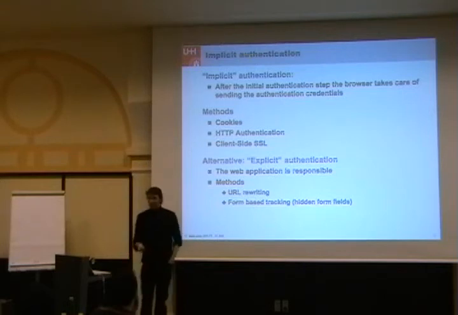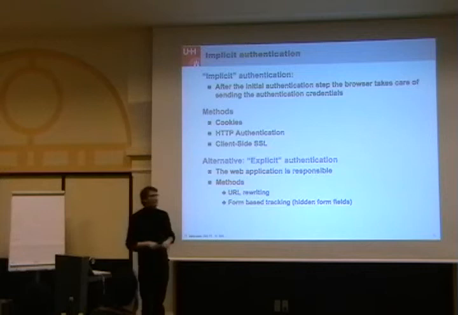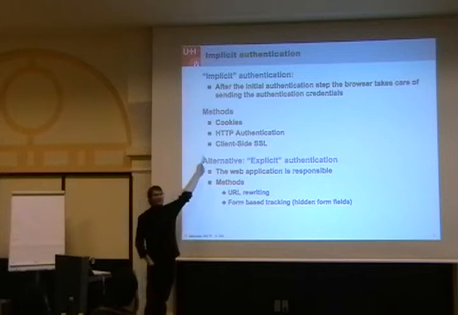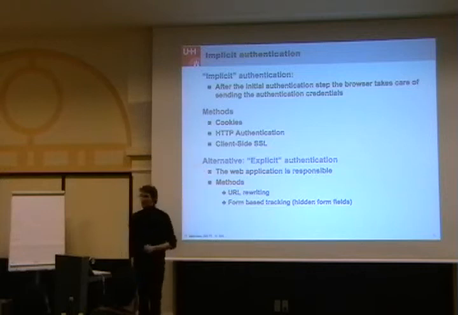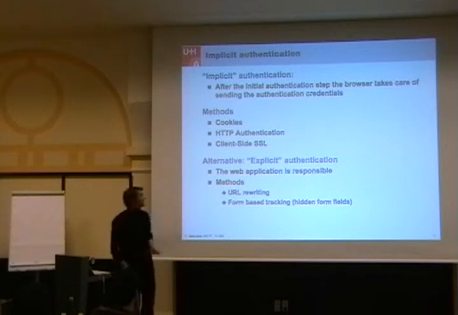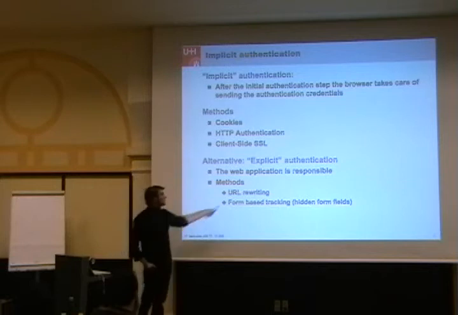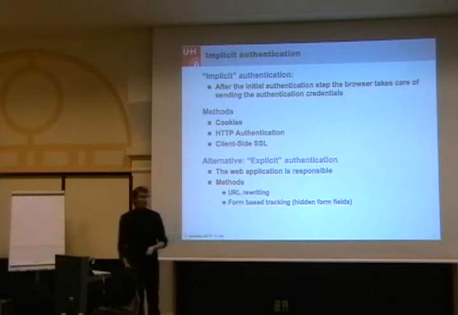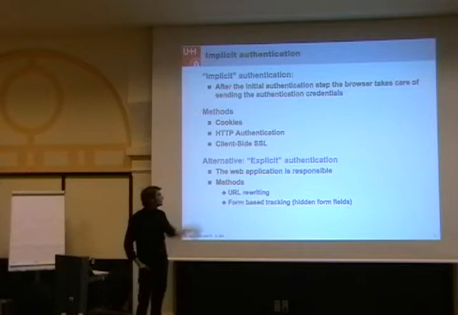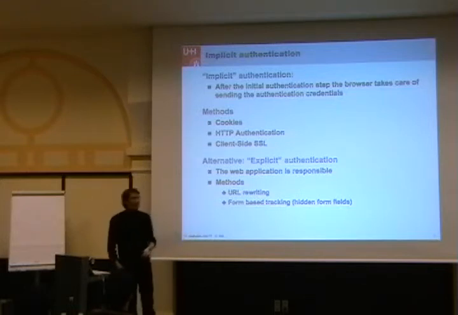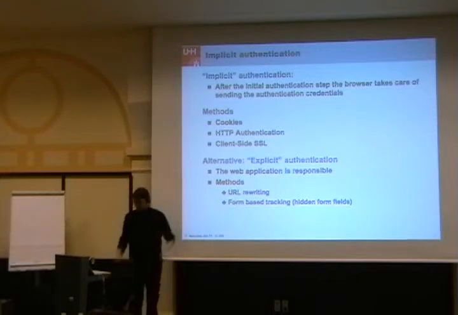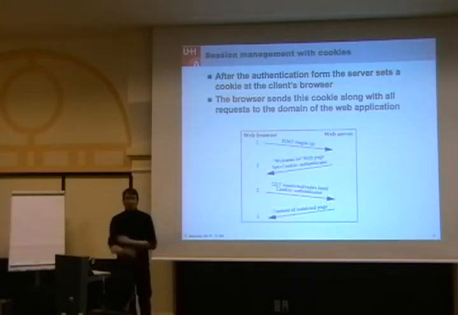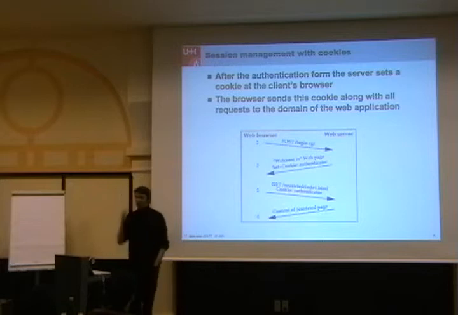So methods in this class are cookies, HTTP authentication, client-side SSL. And if you look at that, those are the three dominating ways to do authentication tracking in web applications. You can do it explicitly with URL rewriting, which is broken by design, or form-based, which creates a really, really horrible user experience. So nobody uses those exclusively. I think about 99.99% of all applications use cookies. And therefore, next slide, really short, how do you do authentication tracking with cookies?